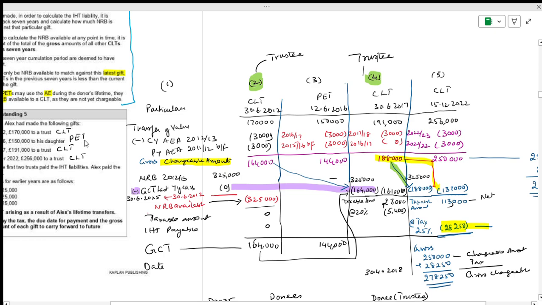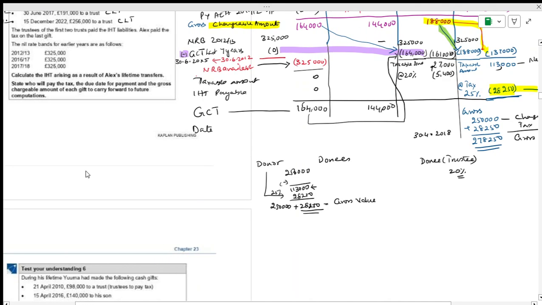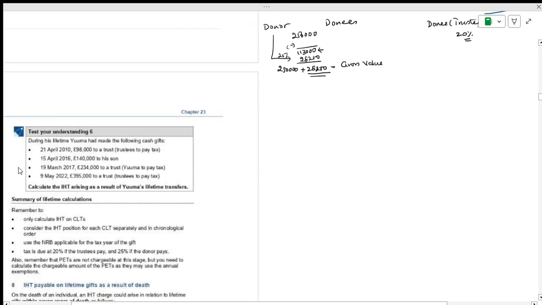Okay, we will do another question. See the thing. During his lifetime, Yumma had made the following cash gifts. 21st April to a trust, the trustee to pay tax. 15th April to his son, potential exempt. Who is paying tax? Yumma to pay tax. Trustee to pay tax. Calculate the IHT arising as a result of Yumma's lifetime transfers.